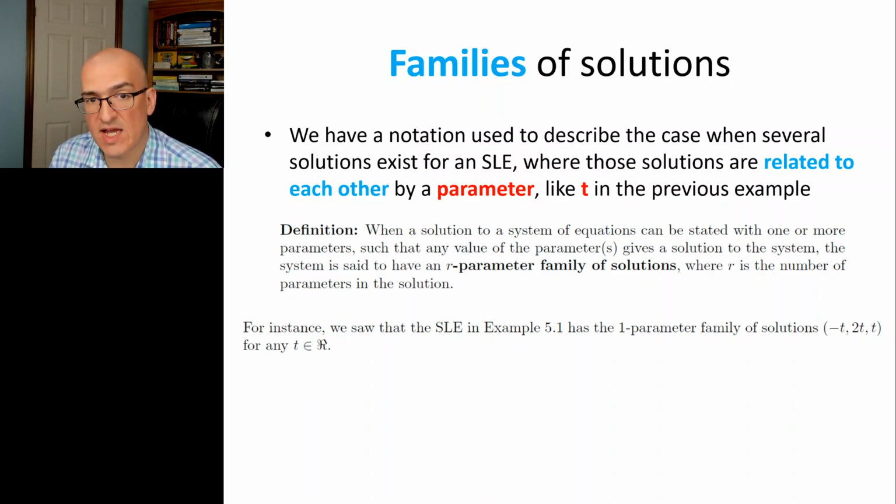Because the previous example had only one parameter in it that linked the different members of that solution family together, we would say that that system has a one parameter family of solutions, just t.